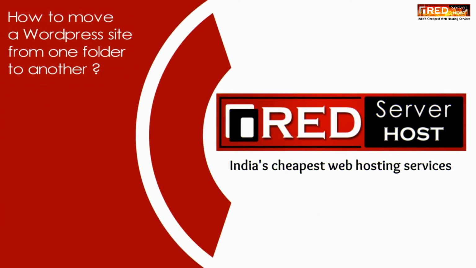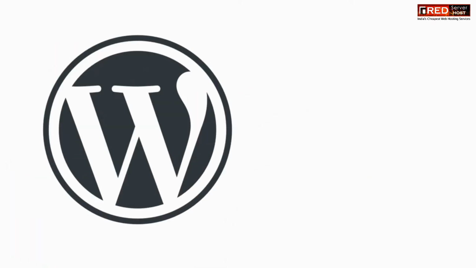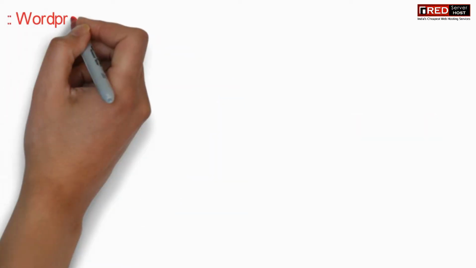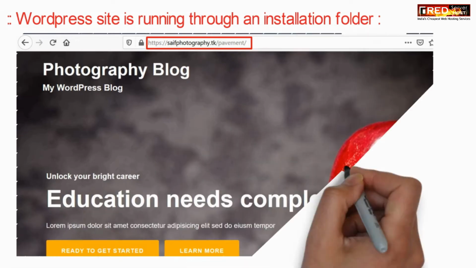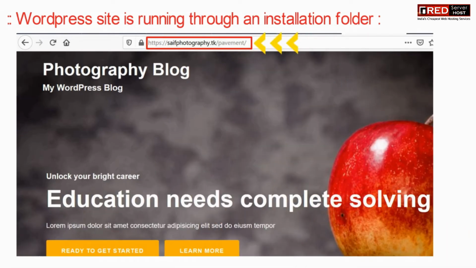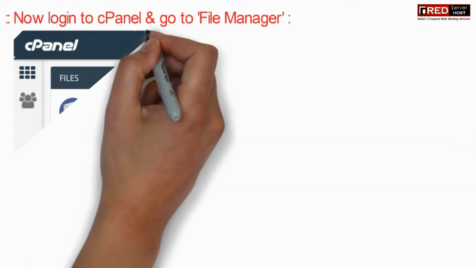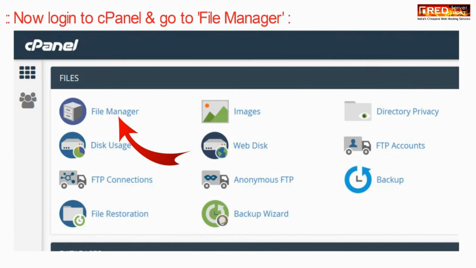Today in this video, we will learn how to move a WordPress website from one folder to another. For that, first of all, let us consider that our WordPress website is running on the previous folder, that is pavement. Now, first of all, log into cPanel and then go to the File Manager section.